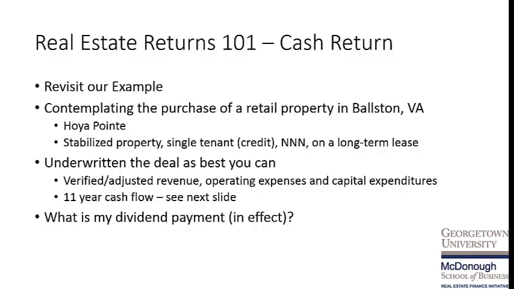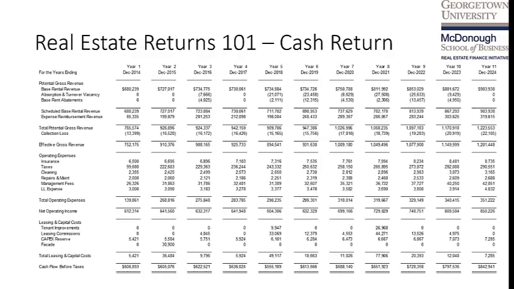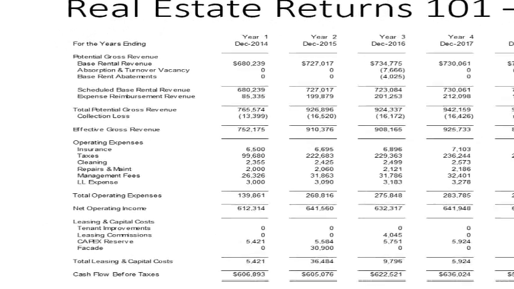So in effect, with the cash return, what we're asking is, what is the dividend payment? What is the cash in the jeans? What is the money I'm going to get every month or every year after we pay everything that we're required to pay to own and operate the property? So again, back to our cash flow that we've developed here.